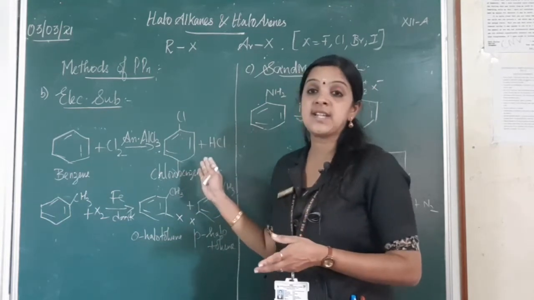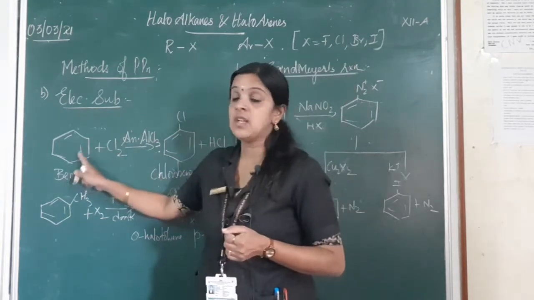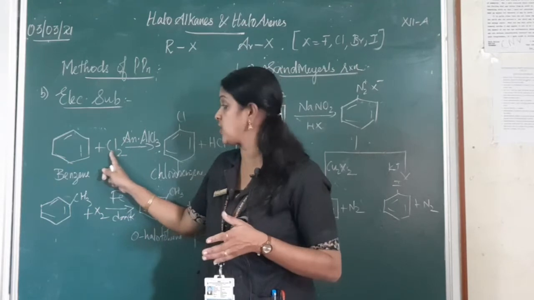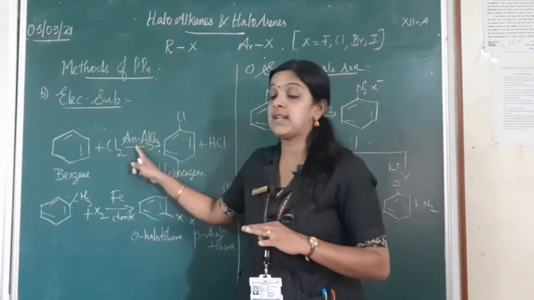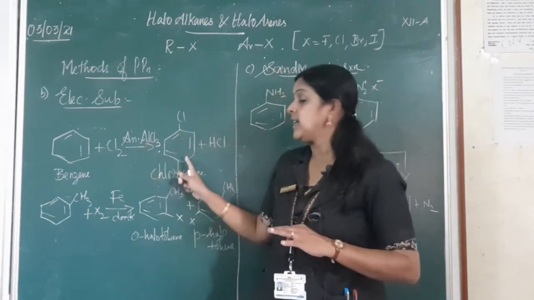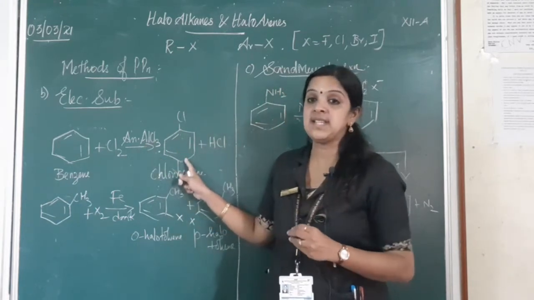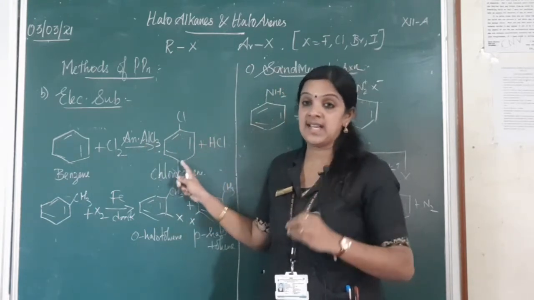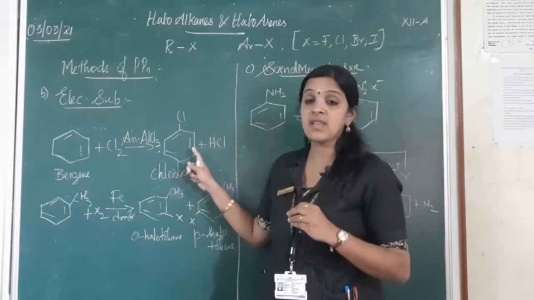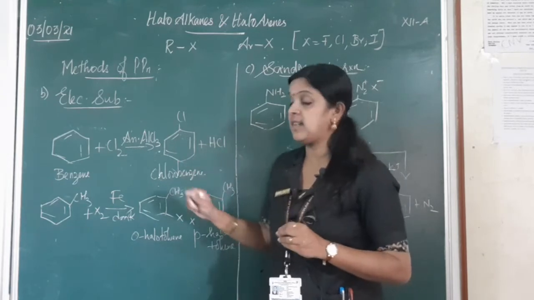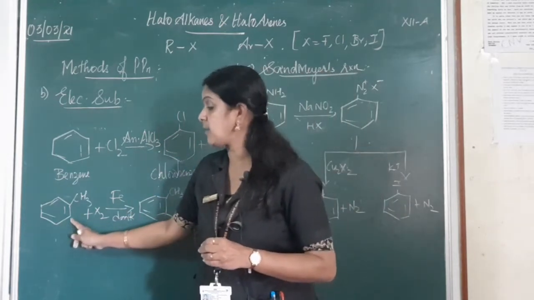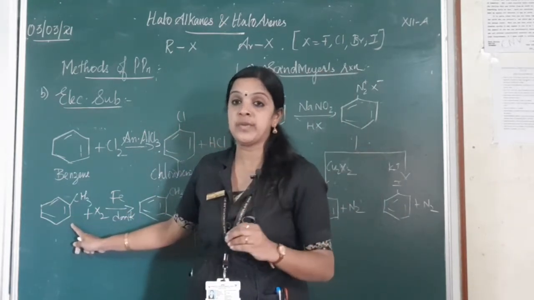So how does this reaction take place? Benzene, when it is treated with any halogen, in the presence of a Lewis acid as a catalyst, like anhydrous aluminium chloride, you get your halobenzene, that is aryl halides. These are aromatic chlorides, aromatic halides, okay? So chlorobenzene plus HCl.